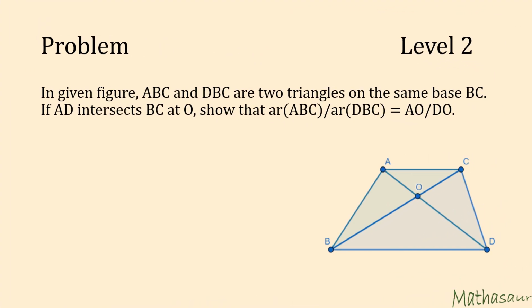In the given figure, ABC and DBC are two triangles on the same base BC. If AD intersects BC at O, show that area of ABC divided by area of DBC is equal to AO by DO. So we are given these two triangles and we do not have any other property to follow. We just know that they are on the same base BC. The only property visible is a pair of vertically opposite angles. But the angles are not common to the two triangles we have to find the areas of.